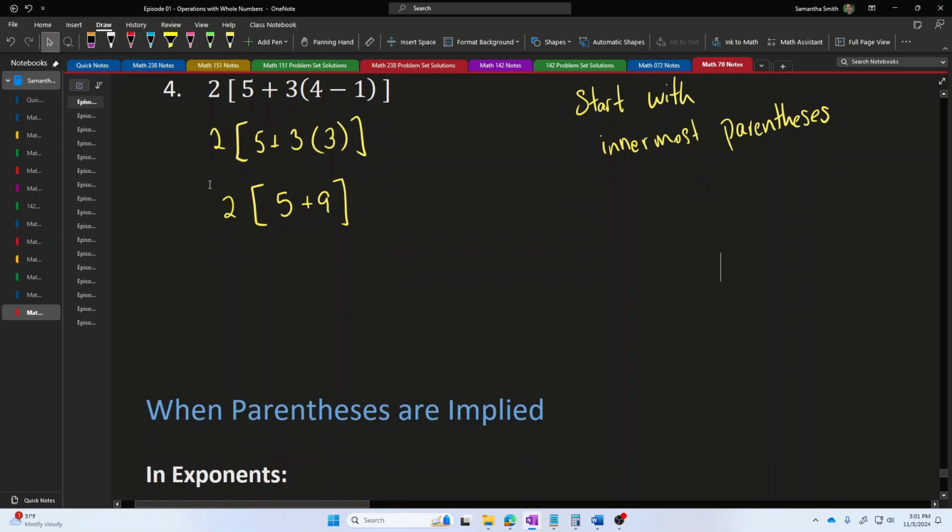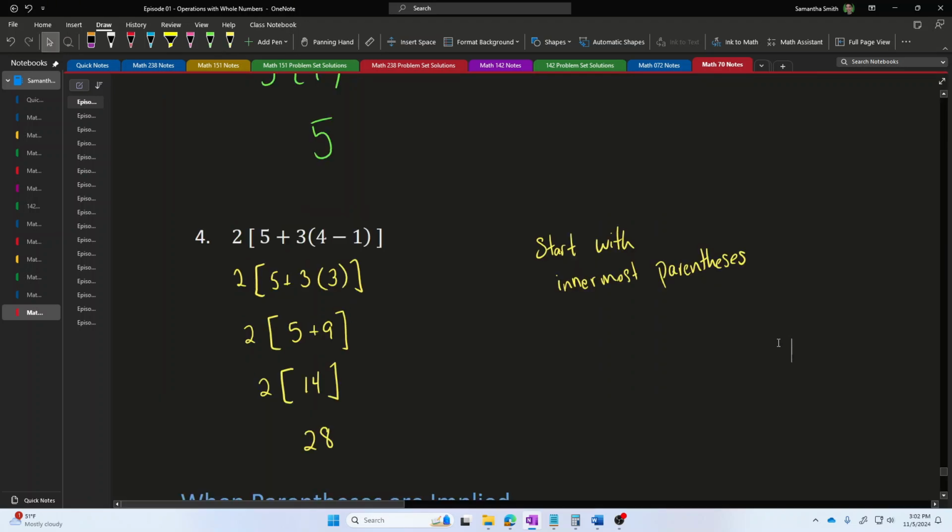So now, using PEMDAS again, I want to complete this addition inside the parentheses. So I get 2 times 5 plus 9, giving me a result of 14. And then finally, all that's left is this multiplication. 2 times 14, giving me a result of 28.